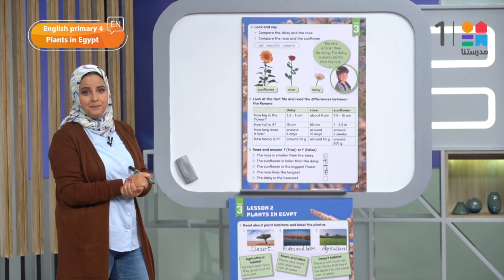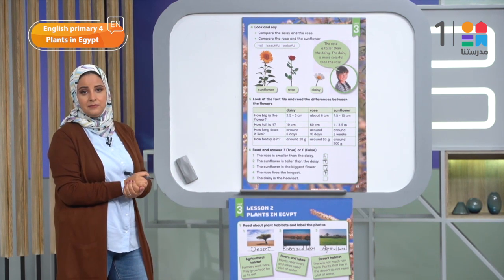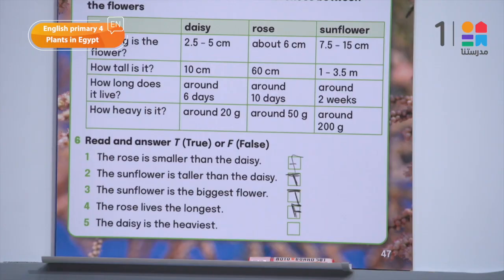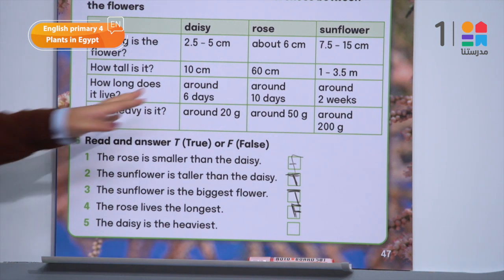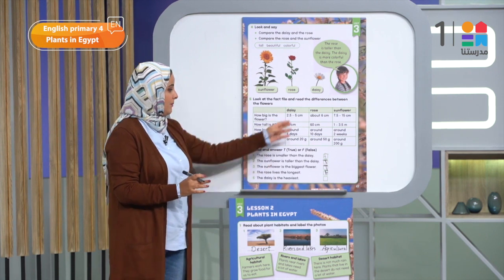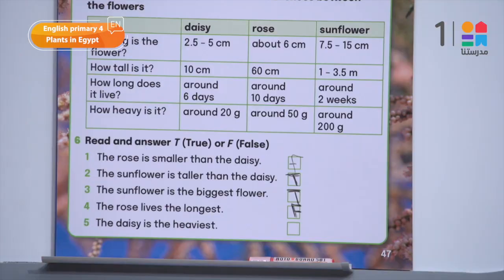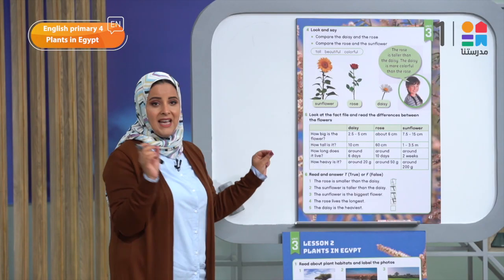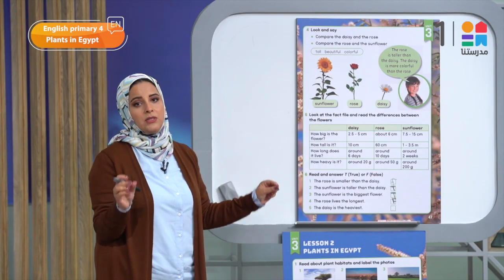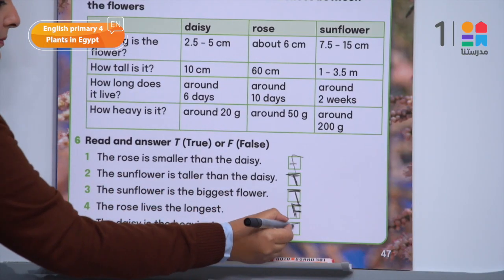The last one. The daisy is the heaviest. One more time. The daisy is the heaviest. Let's go and see. How heavy is the daisy? 20 grams. Is it the heaviest? I don't think so, because the rose is 50 grams and the sunflower is 200 grams. So when I say the daisy is the heaviest, of course, false, because the sunflower is the heaviest. So we will write false.